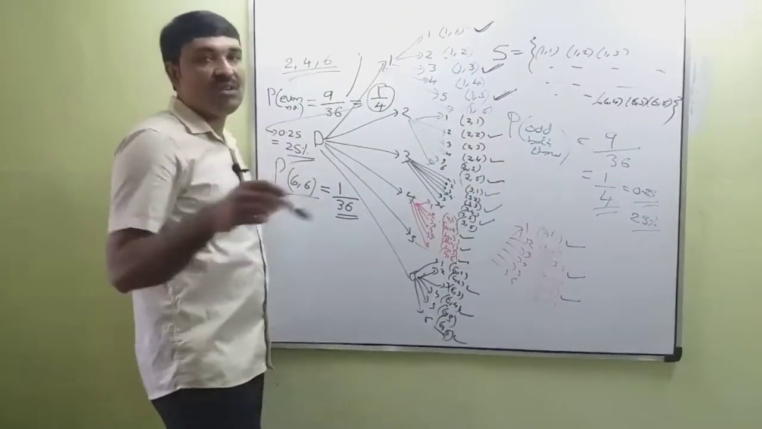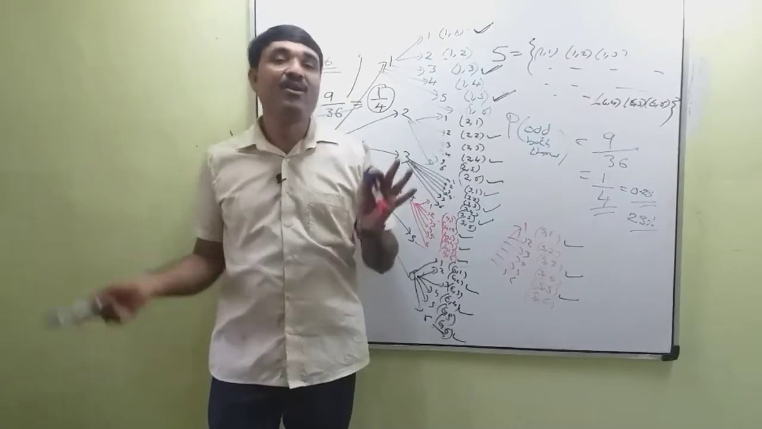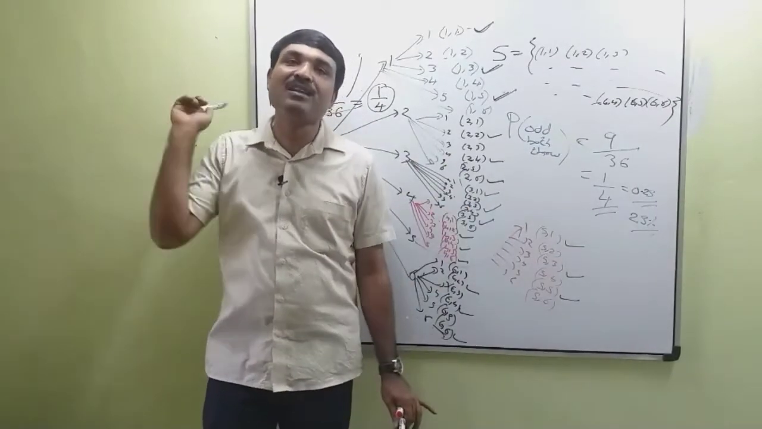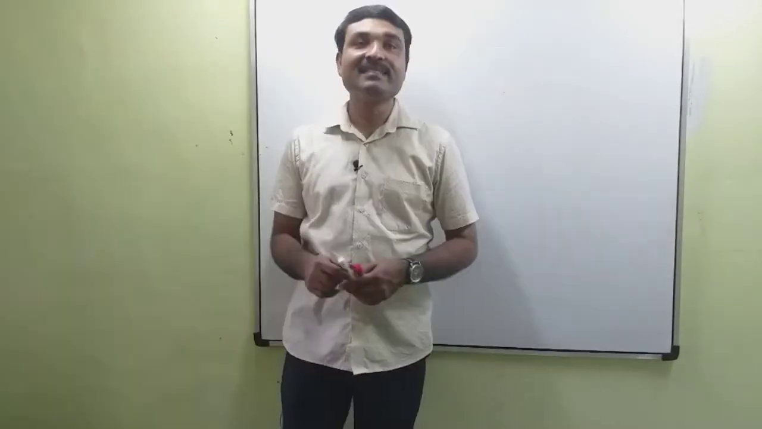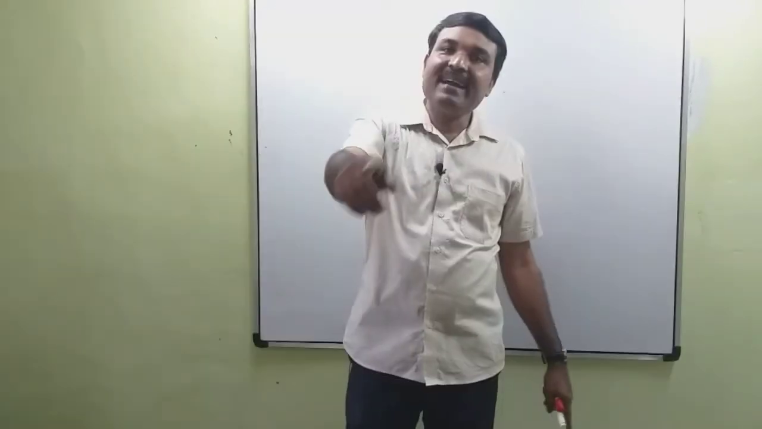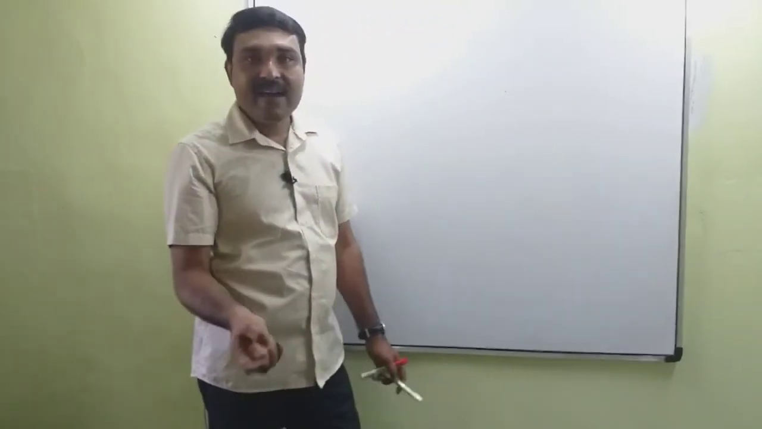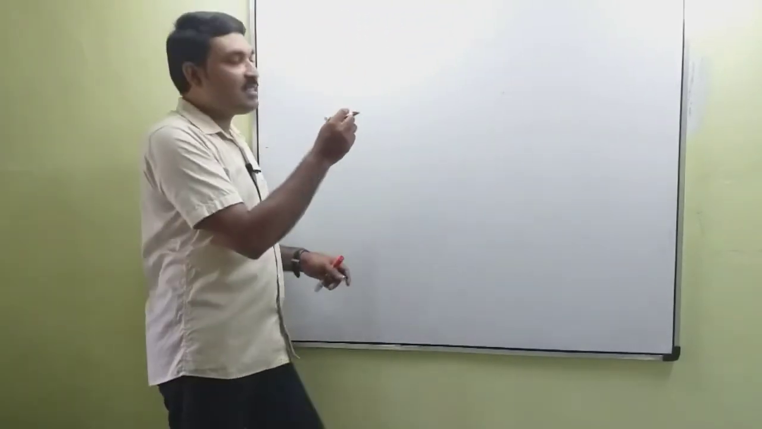So the probability of getting an even number in both cases and an odd number in both cases are 25%. Let's discuss another experiment. The experiment is that we are tossing a coin and a die. I will explain the experiment. I have a coin. I am tossing this coin.